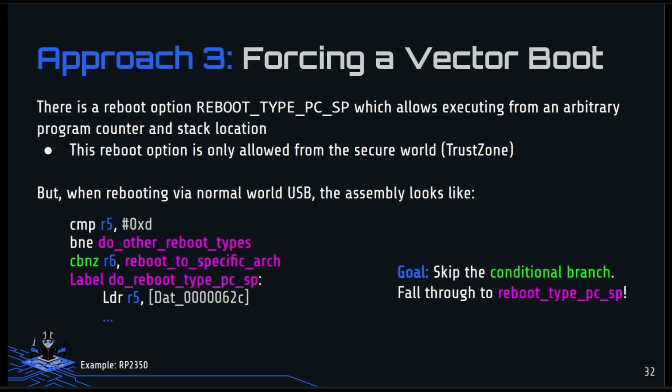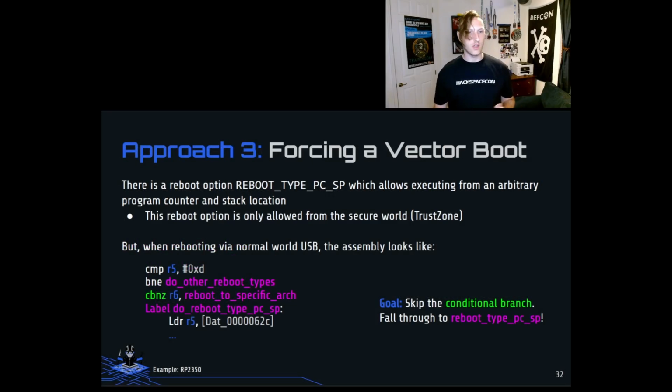But when rebooting via the normal world USB, the assembly that handles this actually looks like this. And if you look at the green text, you'll see a conditional branch non-zero. And if we're able to skip that instruction, the thing that we fall through is the label for handling the PCSP reboot type. So this actually gives us a pretty compelling glitch target. If we can glitch and skip that conditional branch, we can fall through and go to the PCSP reboot vector that we shouldn't be able to access.